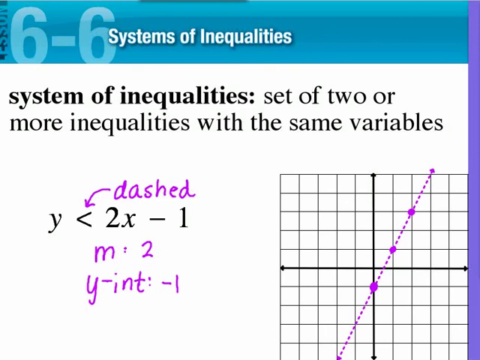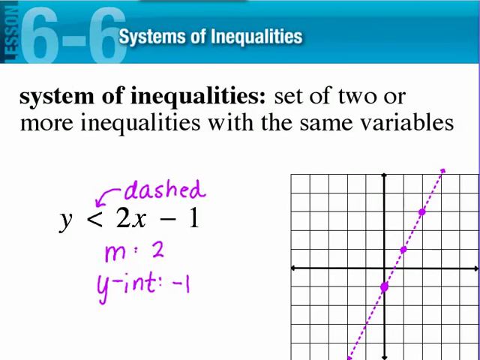Now remember, I'm going to figure out which way to shade. Do I shade up here or down here? Remember, what we do is pick a point. In this case, what's a good point to pick? 0, 0. I'm going to plug in 0 for y and 0 for x. Now I'm left with 0 is less than negative 1. Is that true? No, so I'm not going to shade on the side with 0, 0. I'm going to instead shade on this side.